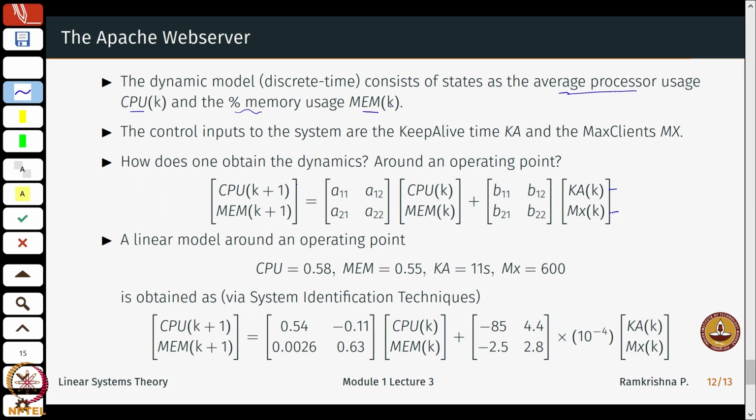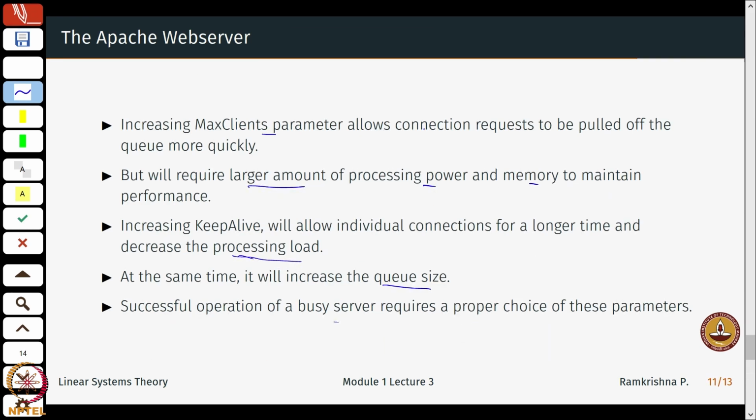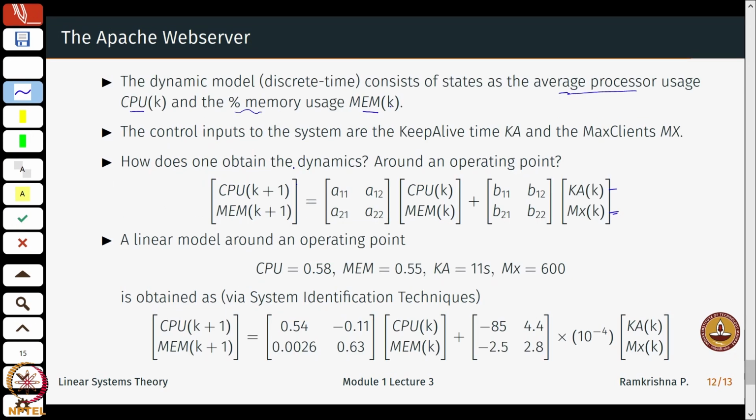I know that increasing MaxClients, I can serve more requests, but that actually requires a larger amount of processing power to maintain performance. Okay. So, now how does one obtain this dynamics?